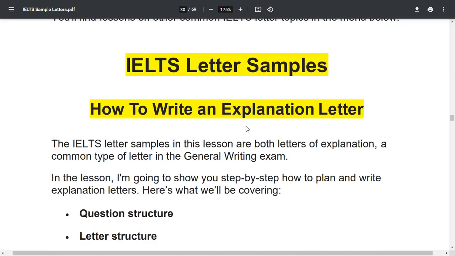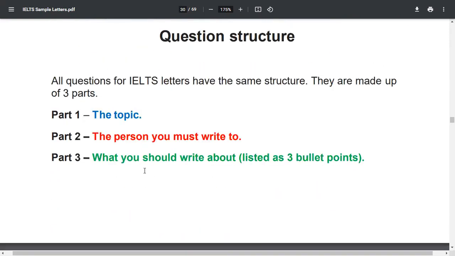Now let's move to another type of letter, and that's the explanation letter. The IELTS letter samples in this lesson are about letters of explanation, a common type of letter in the general writing exam. So it's a very common letter in the general IELTS exam. In the lesson, I'm going to show you step by step how to plan and write an explanation letter. I've already talked about this.